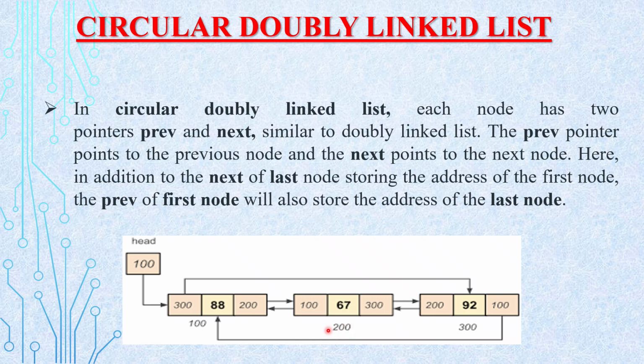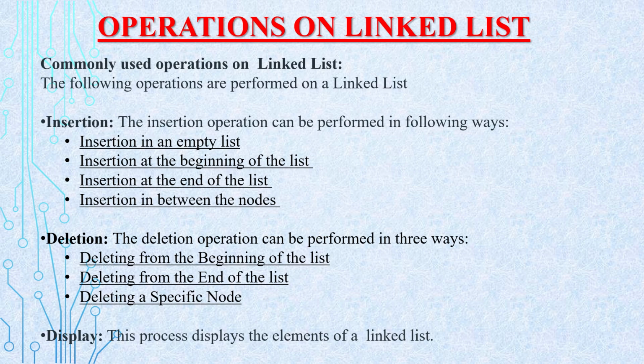Similarly, the second node is at 200. It contains 67, that is the data part, and the next part contains 300. It means 300 is the next address, and the previous part contains 100. It means 100 is the previous address. Similarly, now here 92 is the data part, and 100 is the address of the first node, and 200 is the address of the previous node.